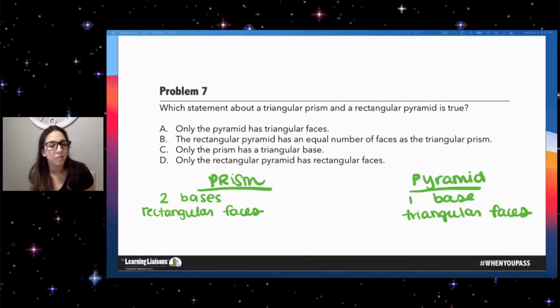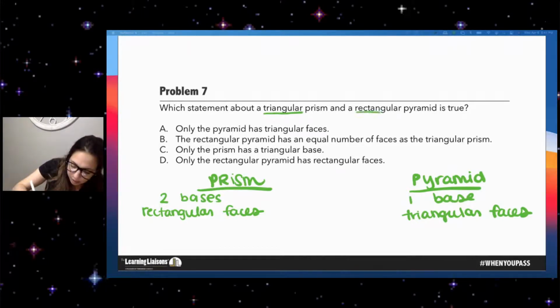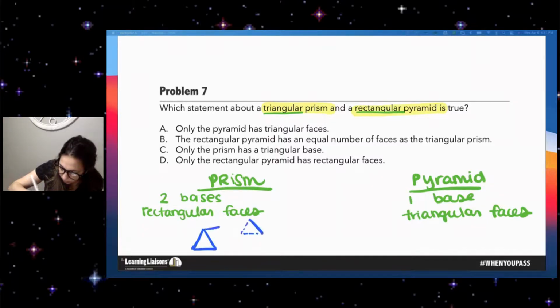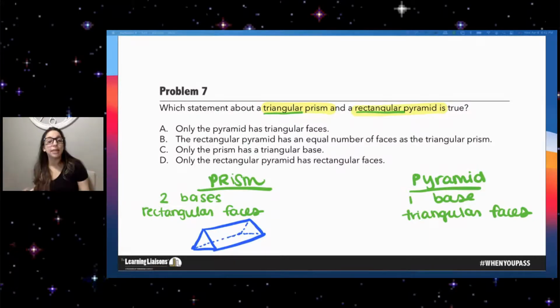How do I know what kind of base I'm going to have? By the name of the shape. So the name of the shape tells you what kind of base you're going to have. A triangular prism is going to have a triangular base. A rectangular pyramid is going to have a rectangular base. So let's go ahead and draw that. Triangular prism is going to have triangular bases.